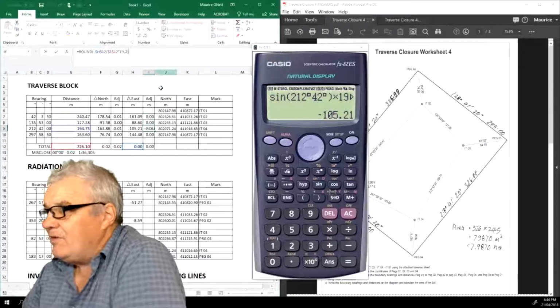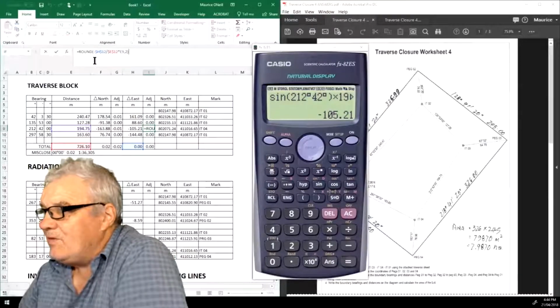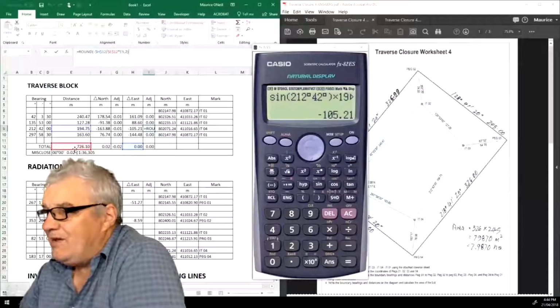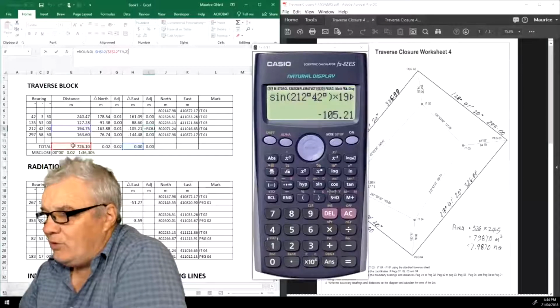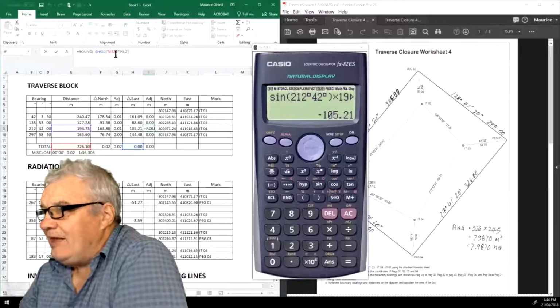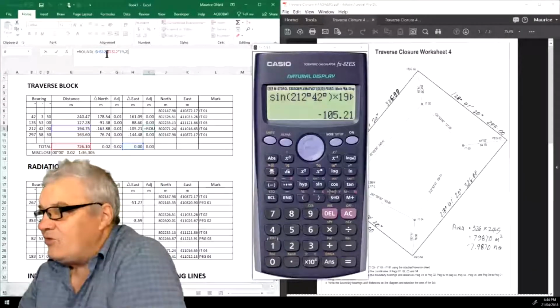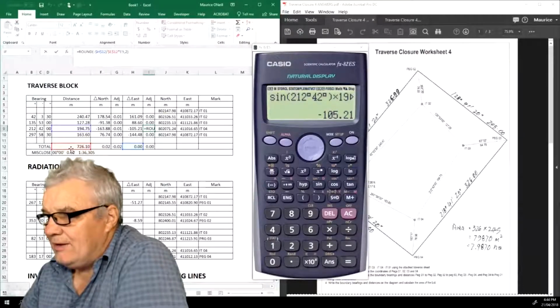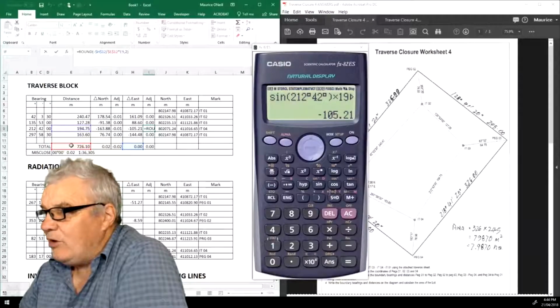Note that the dollar signs mean that it always goes to the same cell, like $H$12. It'll always go to H12. Whereas the other ones, $E12 is E12. Oh yeah, that's E12. H12.